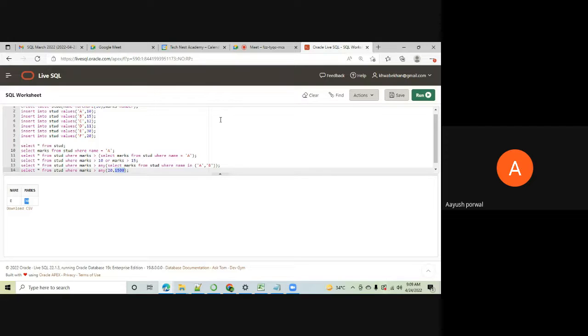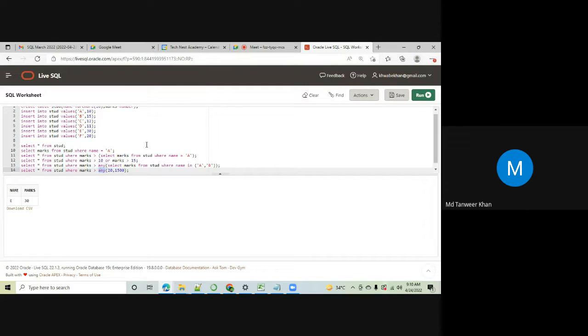It is an either-or condition. Either it should be greater than this or it is greater than this. I want the data. So 30 is greater than 20. I agree that this is not greater than 1500, but this is greater than 20. Okay, so this is the use of ANY.